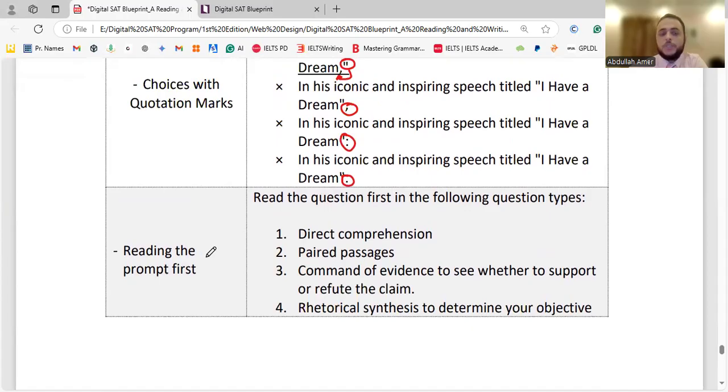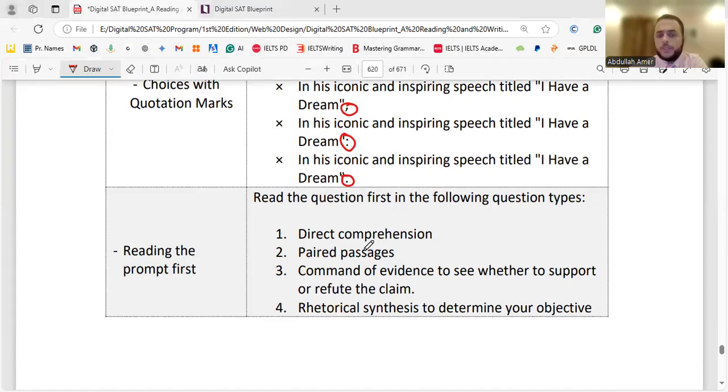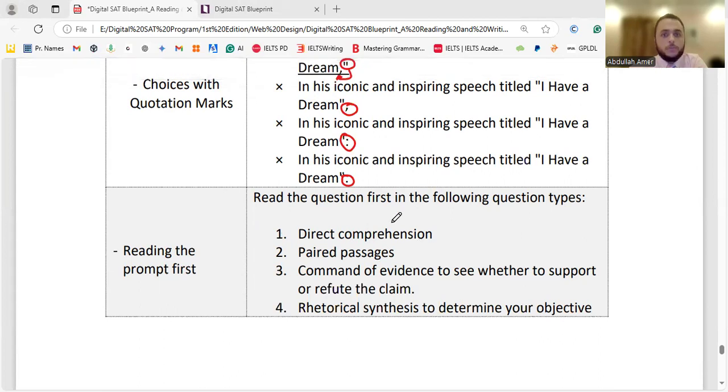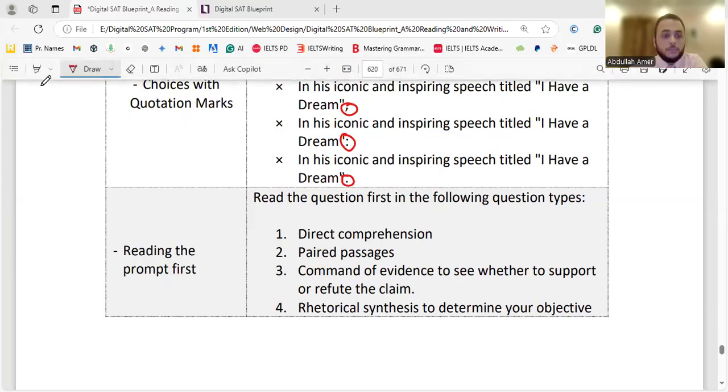In some questions, we need to read the prompt first. What about a semicolon before "and" and its function? Okay, this is a different story. Don't worry. In reading comprehension questions, we need to read the prompt or the question first. In paired passages questions, we need to read the question first. In command of evidence questions, we need to read the question first. In rhetorical synthesis questions, we need to read the question first.